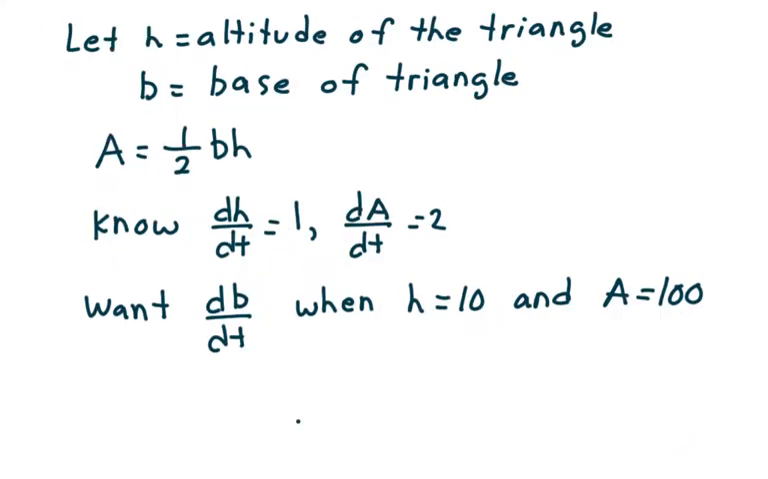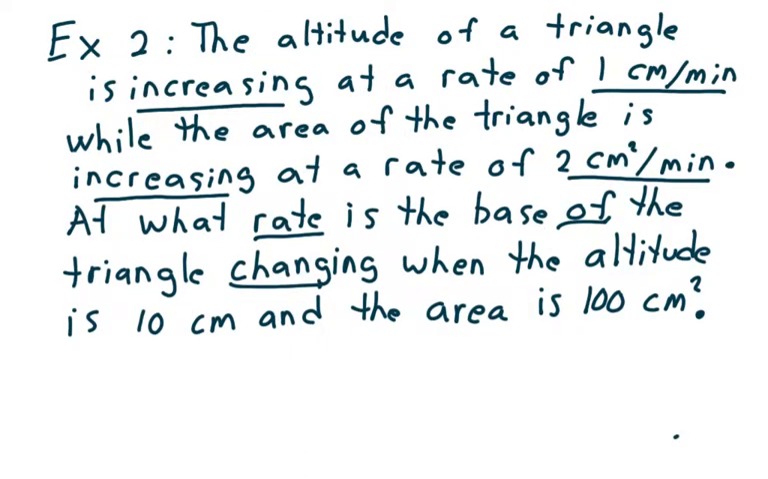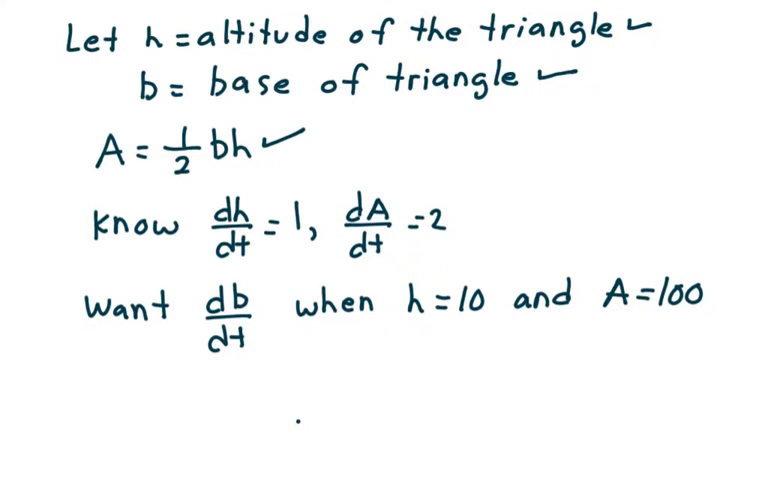derivative. And so we're going to let h equal the altitude of the triangle and b equal the base of the triangle. And so the area of a triangle is 1/2 the base times the height, or 1/2 BH. Okay? Now, if we go back, the altitude of a triangle is increasing at a rate of 1 centimeter per minute. So we know dH dt is 1. And dA dt is 2 square centimeters per minute. We want dB dt when h is 10 and a is 100.